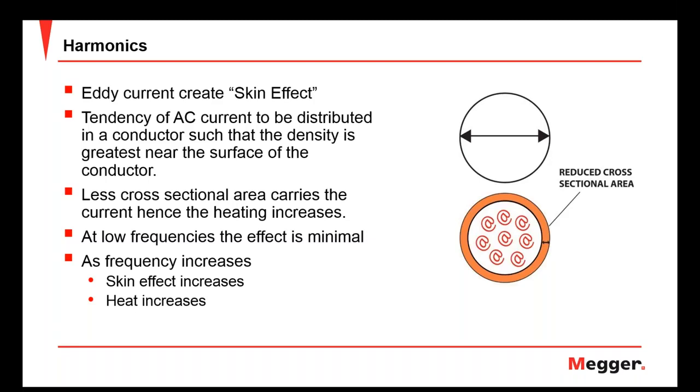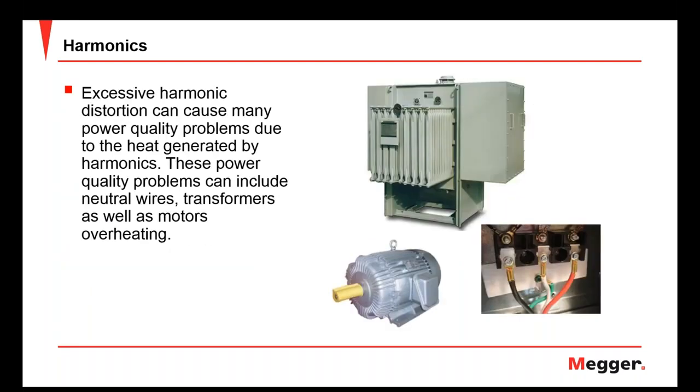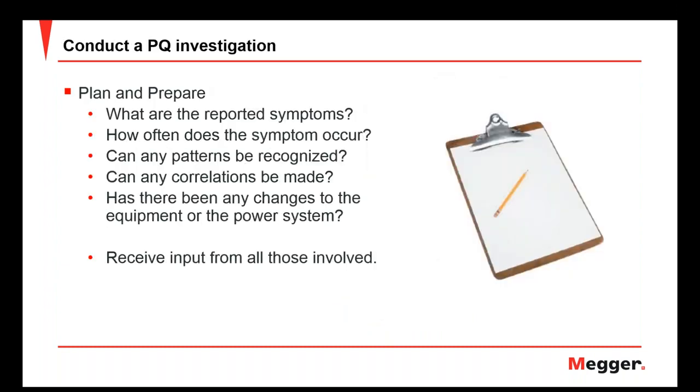At low frequencies, it's minimal. But as we start getting higher and higher in frequency, so as you get higher frequency harmonics, your skin effect increases, which means you're using less and less cross-sectional area of the wire, which means it's going to get hotter. So when we're looking at things that are heating up, we do want to look at the higher order harmonics and see what they look like. One of the things we can look at is called K factor, which I'm not going to get into in this presentation. That will be in a future presentation. But the harmonics can create issues of heating in transformers, in motors, in connections as well. These are all things to look for when you're looking at heating issues.